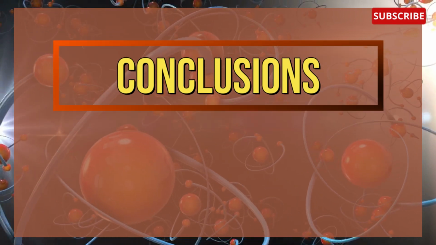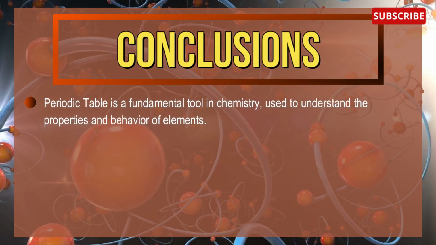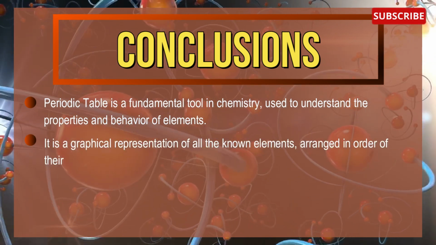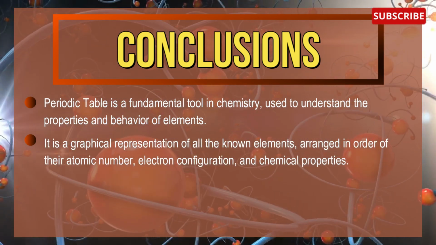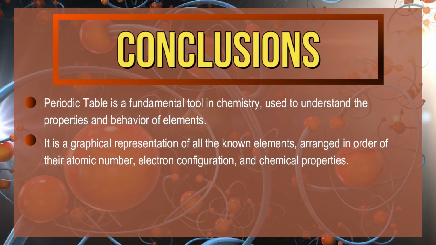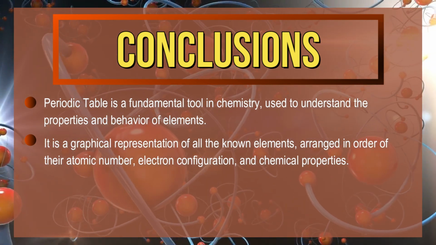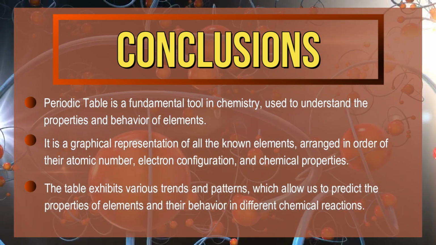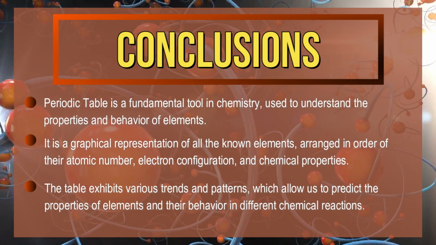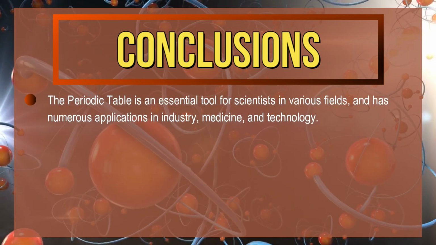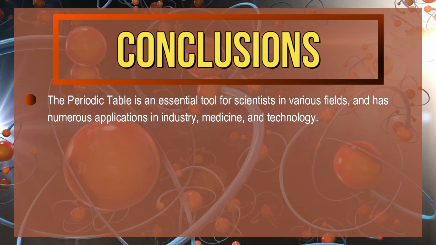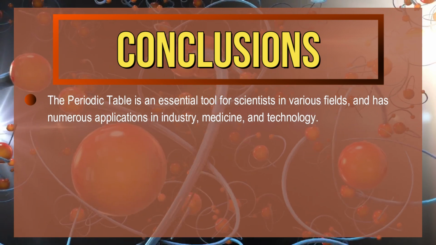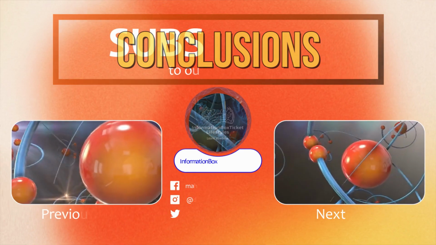Lastly, to conclude it all, the periodic table is a fundamental tool in chemistry used to understand the properties and behavior of elements. It is a graphical representation of all known elements arranged in order of their atomic number, electron configuration, and chemical properties. The table exhibits various trends and patterns which allow us to predict the properties of elements and their behavior in different chemical reactions. The periodic table is an essential tool for scientists in various fields and has numerous applications in industry, medicine, and technology.